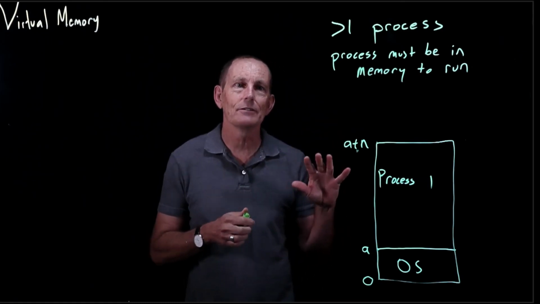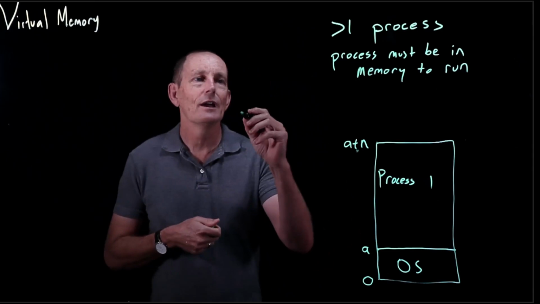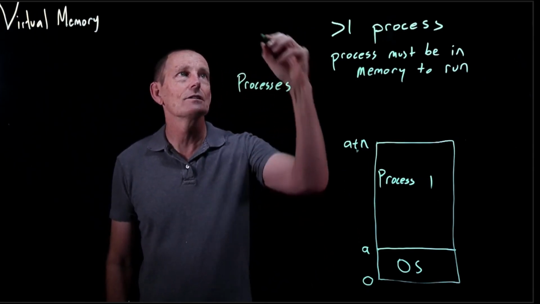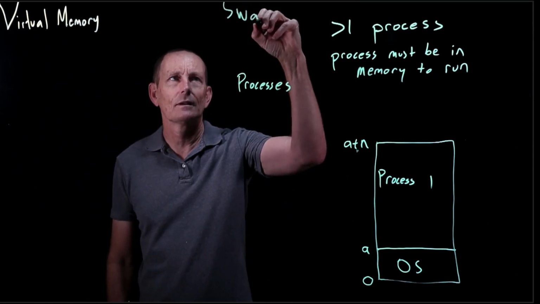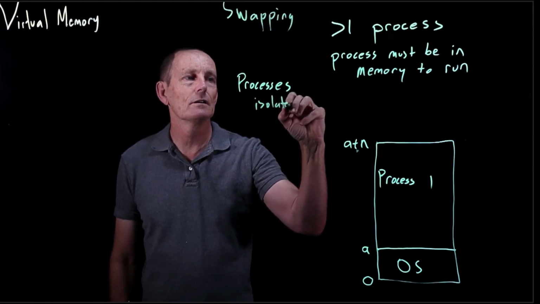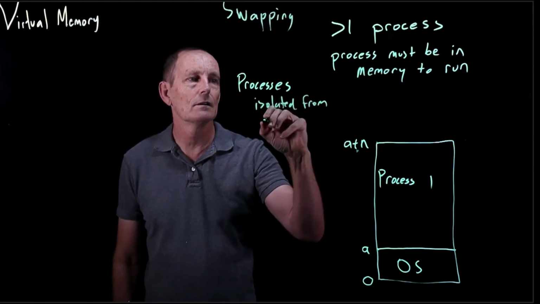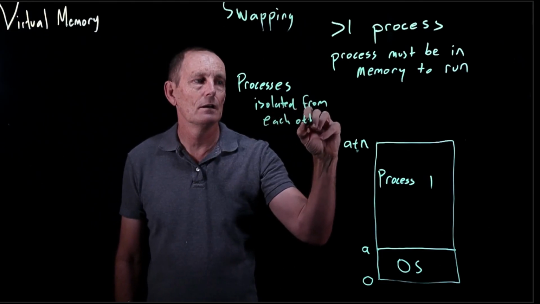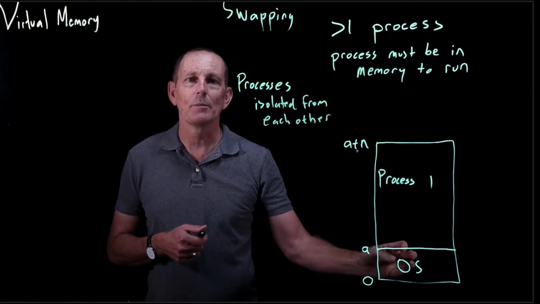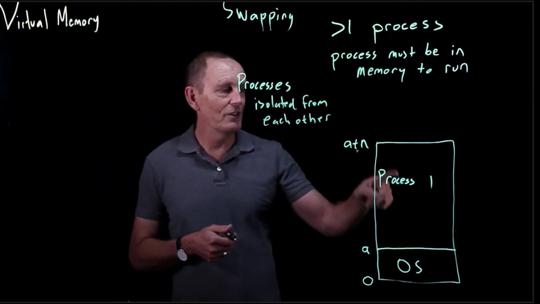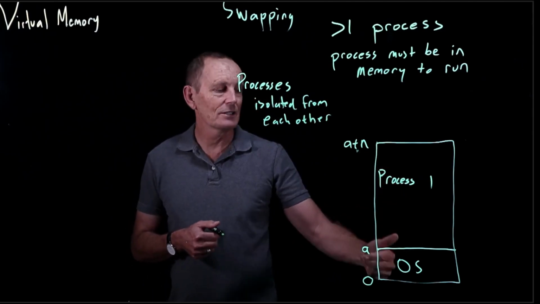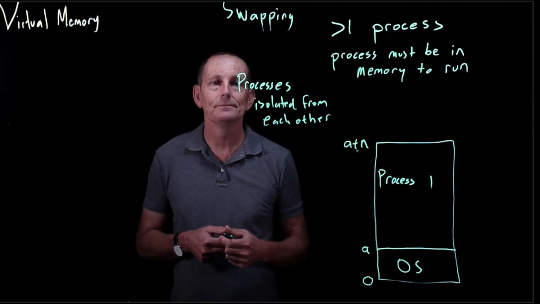Now, so the isolation we have here, how are we isolated? So this is swapping. Processes are isolated from each other. However, processes are not isolated from the operating system because there's nothing preventing process 1 from trying to access memory addresses between 0 and A.